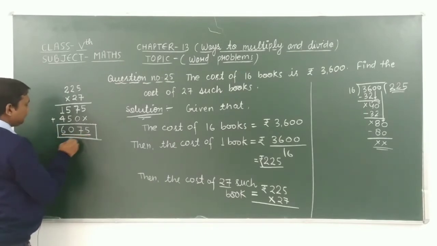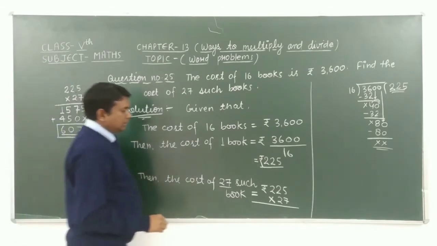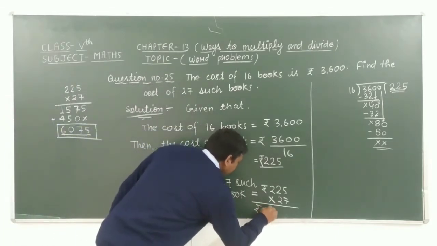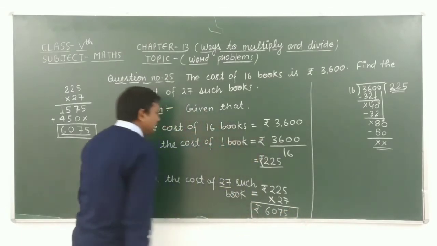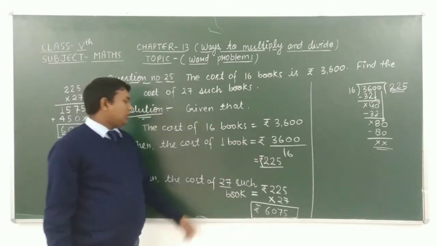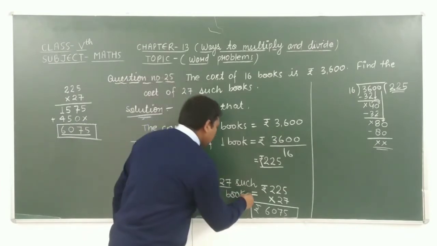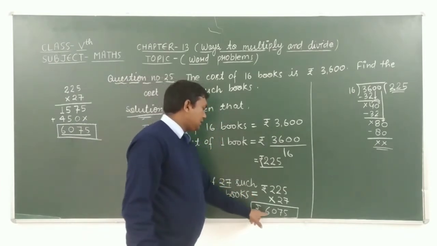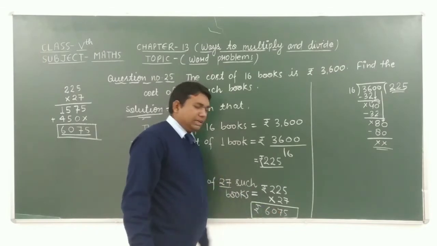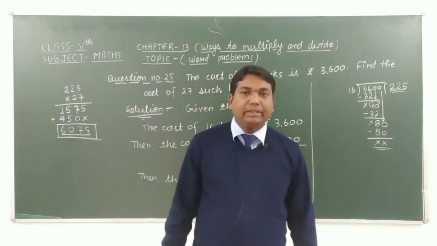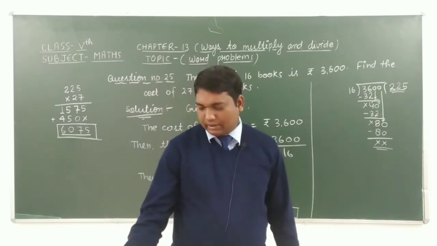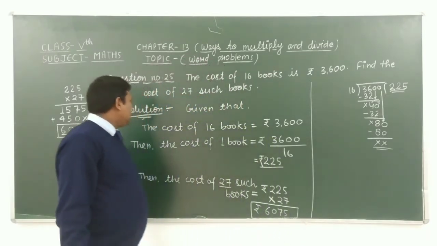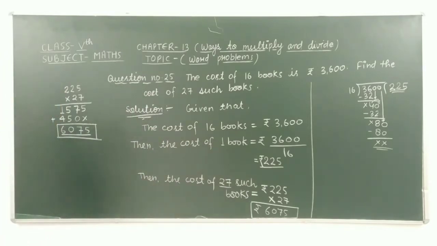We get 6075. Okay, students, it means that the cost of 27 such books is equal to rupees 6075. How many? Yes, 6075 rupees.